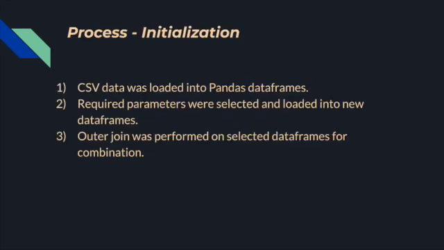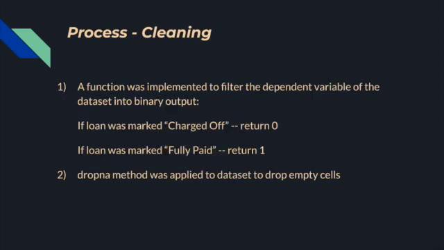So our process, initializing the data. So we loaded the CSV data into pandas data frames. The required parameters were selected, so we cherry-picked parameters from our merged dataset and loaded them into new data frames. Outer join was performed on selected data frames for combination. So we combined all of the cherry-picked parameters from each of the datasets into one metadataset using an outer join. Cleaning. A function was implemented to filter the dependent variable of the dataset into binary output.